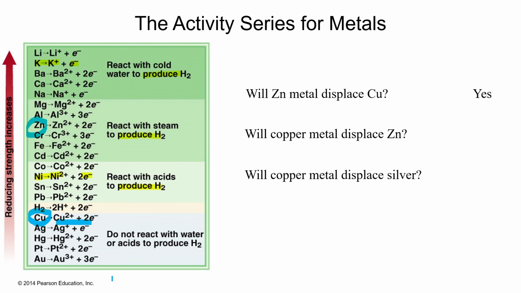Now, will copper metal displace zinc? Again, we would be asking for copper metal to give electrons to zinc ions, but since zinc ions are more likely to form, they're more stable, they're going to resist that. So therefore, the reverse of that first process is a no. Let me erase here and give you a chance to think about the next question, which is, what about copper displacing silver?